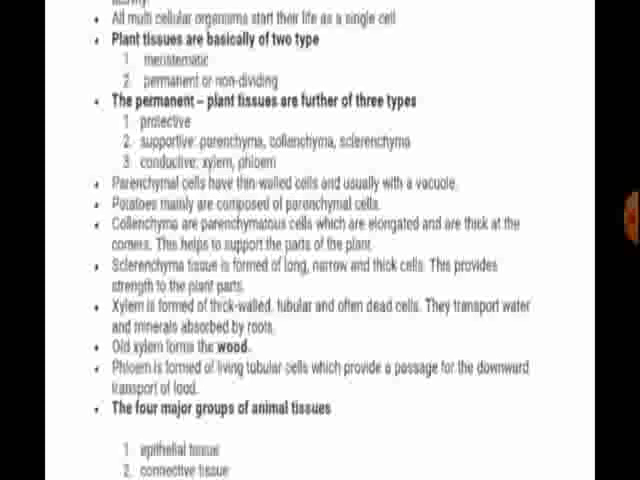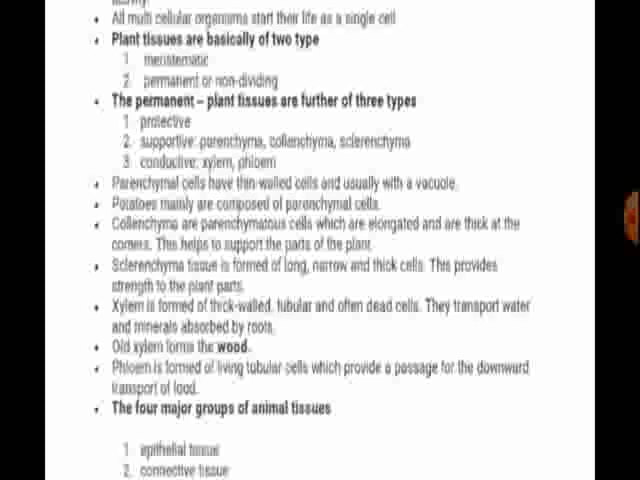Next, let us come to sclerenchyma. Sclerenchyma tissue is formed of long, narrow, and thick cells, and they provide good strength for the plant parts.